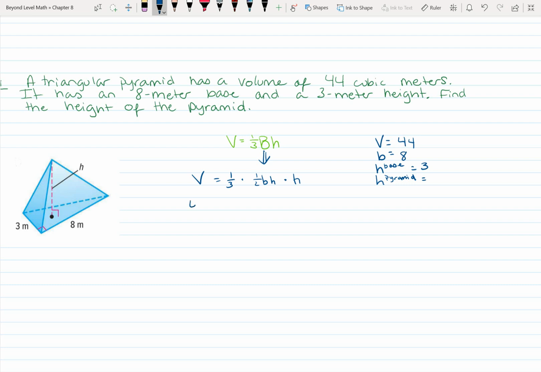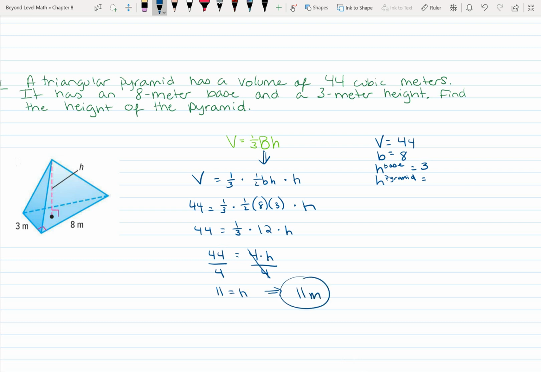So I'm going to plug in what I know. 44 equals 1/3, 1/2 of 8 and 3 times H. Alright, 1/2 times 8 is 4, times 3 is 12. 1/3 of 12 is 4. Divide both sides by 4 in order to isolate that height, isolate that variable. 44 divided by 4 gives us 11 equals H. So our final answer is 11 meters.